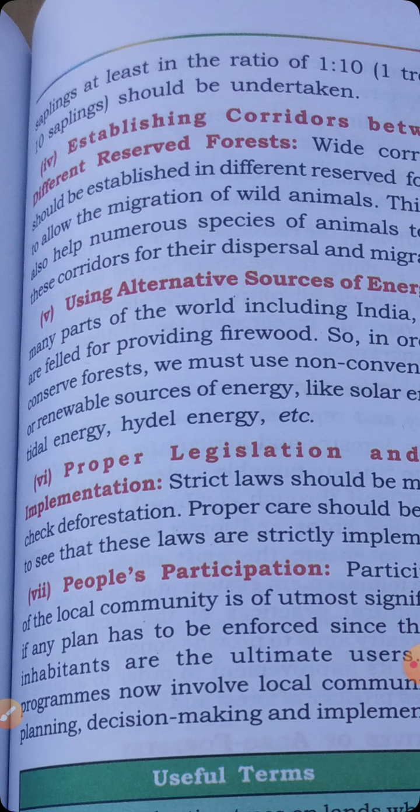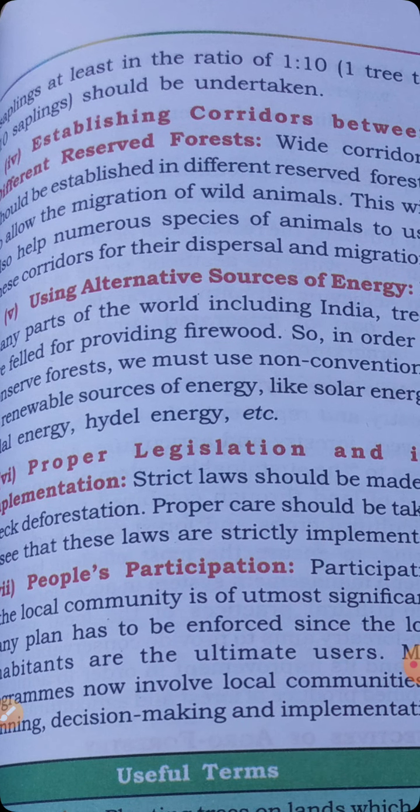So that is what establishing corridors between the different reserve forests. Wild corridors should be established in different reserved forests to allow migration of wild animals. This will also help numerous species of animals to use these corridors for their dispersal and migration.